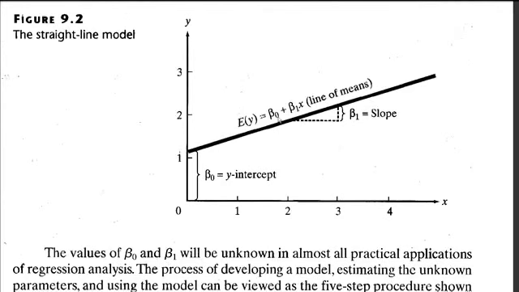The values of beta 0 and beta 1 will be unknown in almost all practical applications, right? We don't know the population parameters. If it comes from the population, we call it a parameter. If it's estimated by way of a sample, we call it a statistic. The values of beta 0 and beta 1 will be unknown in almost all practical applications of regression analysis.